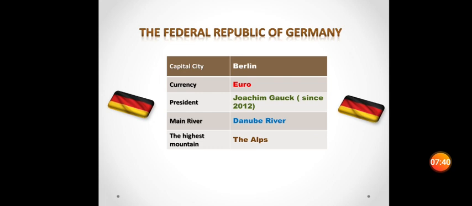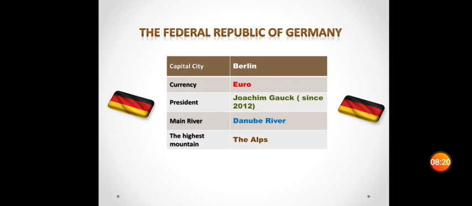The capital city is Berlin. The currency is the Euro. The president is Joachim Gauck. I don't know actually if this is the correct pronunciation, but this is the name of the person. He has been the president of Germany since 2012. The main river there is the Danube River. Okay, the Danube River here isn't related to the Danube market that we have here in Saudi Arabia. Take care. Okay, the highest mountain there is the Alps.